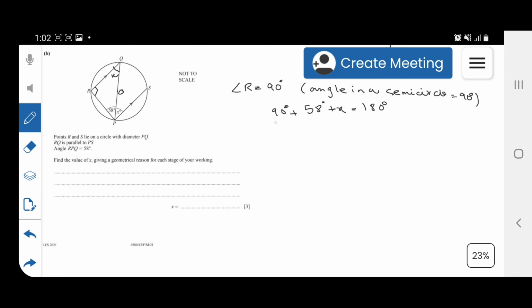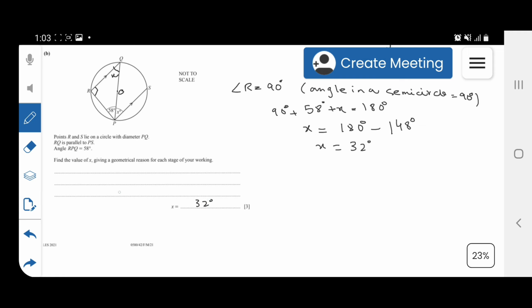And then we just sum them up and send them to the other side. We will get X equals 180 degrees minus 148, and by solving it we will get X equals 32 degrees. So if this X is 32 degrees, obviously this X is also going to be 32 degrees. So here you can say this is 32 degrees.